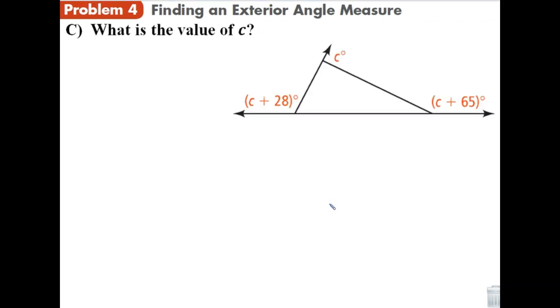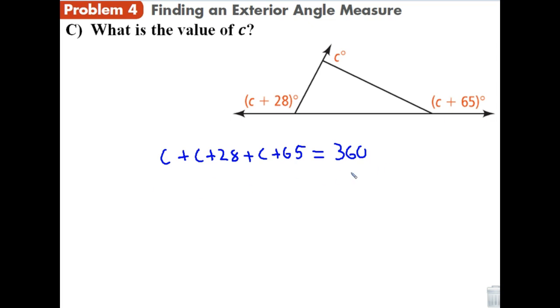In part C, we have another problem dealing with exterior angles of a polygon. It asks, what's the value of C? I have expressions for each of the 3 exterior angles of this triangle. And remember, for any polygon, the exterior angles are going to add to 360. So with that, I can set up the equation. I can add the 3 angles together. We can say C plus 28 plus C plus 65 is equal to the total, which we know will be 360.